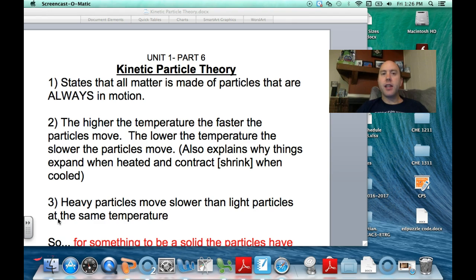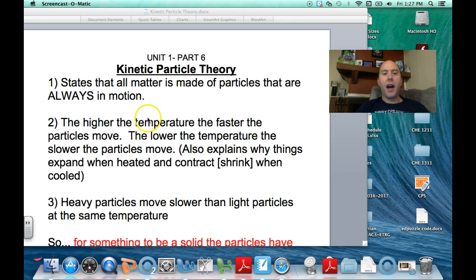So basically, the kinetic particle theory says three things. The first one is, it states that everything that has matter is made of particles. And these particles are always in motion. It doesn't matter if it's a solid, a liquid, or a gas. Anything that has mass has particles, and these particles are always moving. Even in a solid, the particles are just vibrating in place.